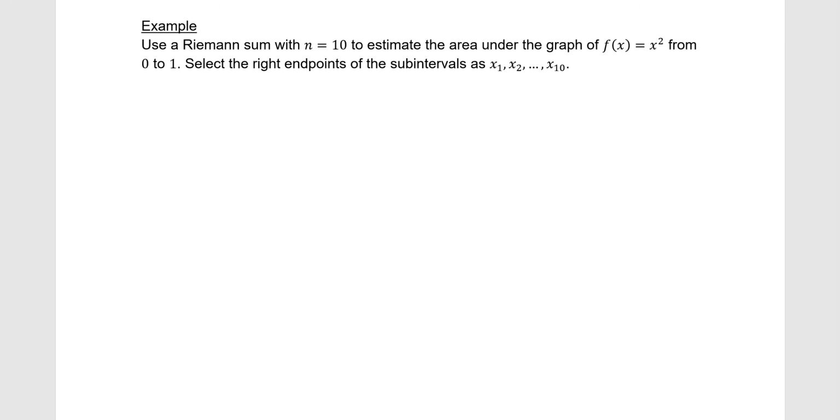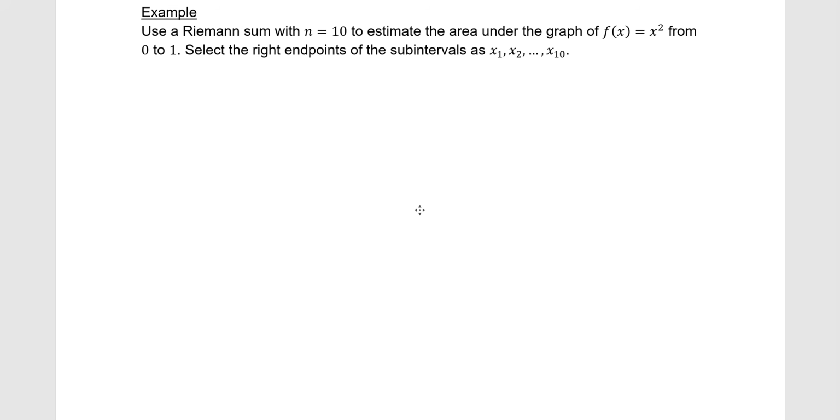Okay, let's do one more here. We're going to be doing essentially the same thing, finding a Riemann sum with n equals 10 to estimate the area under y equals x squared again from 0 to 1. Instead of right endpoints, I'm going to change this to left endpoints. And we're going to use those left endpoints for the subintervals x1 to x10.